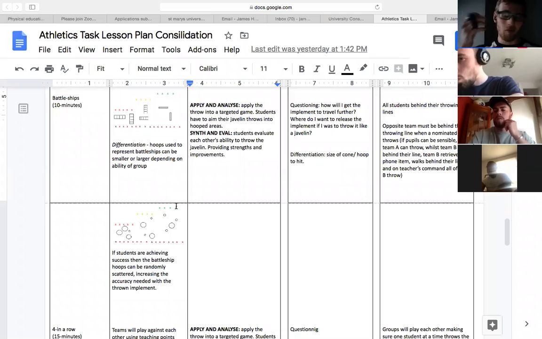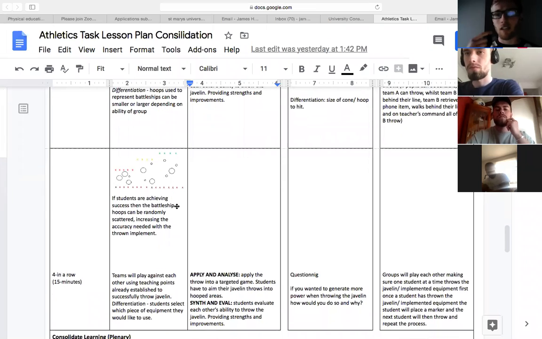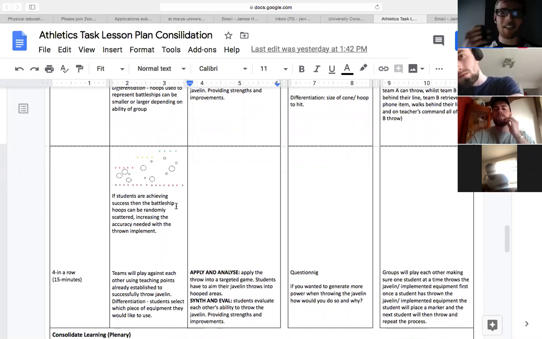The differentiation for the lower ability students is that they can throw implements which are somewhat easier, such as a vortex or American football. And if that's still difficult, they can still take on a coaching role and achieve that goal objective of evaluating their partner's javelin technique by using the iPads, referring back to the resources that we've provided them with.